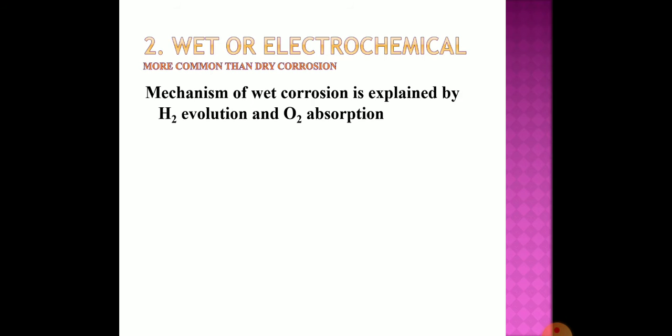Another theory is wet or electrochemical corrosion. It is more common than the dry process. So there are two theories to explain wet corrosion: hydrogen evolution and oxygen absorption type. Explain these theories as discussed in previous lecture classes.